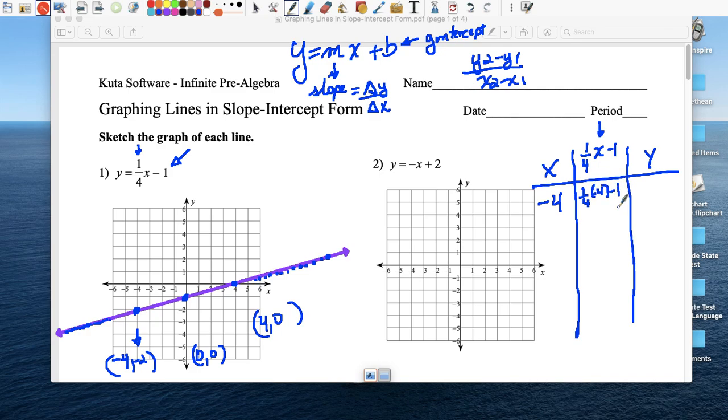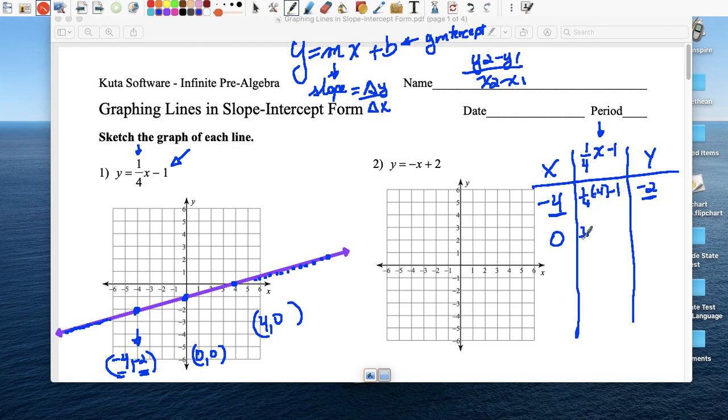Put down your calculator. You should get negative 1, and then negative 1 minus 1 should be negative 2. Isn't that what we have here? So that says when I plug in negative 4, I get negative 2. Look, negative 4, negative 2. What if I plug in a 0? Well, I already know what it's going to be, but let's prove it.